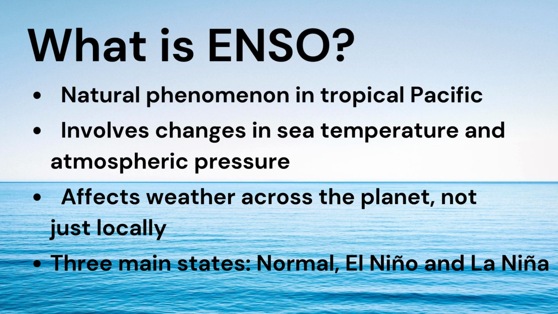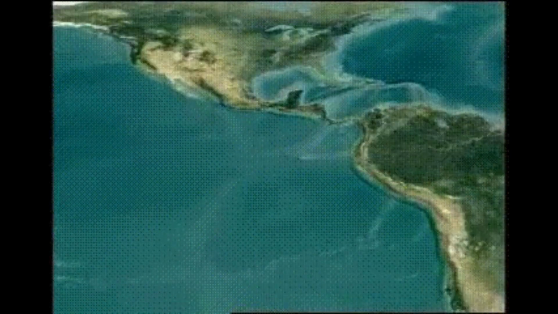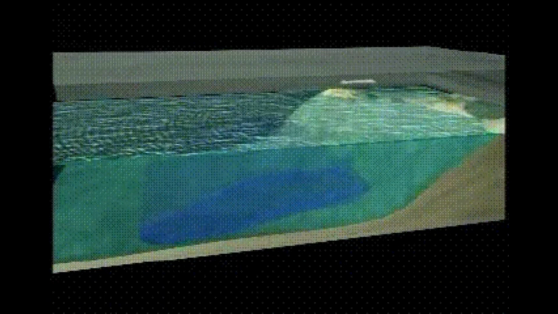Let's break these down. Under normal conditions, the trade winds, which are just winds blowing from east to west, push warm surface water from the eastern Pacific towards the western Pacific, near Indonesia. This pushes the sea surface height, or SSH, up by around half a meter in Indonesia compared to Ecuador, for instance. Meanwhile, as the warm surface water moves west, the cold, nutrient-rich water from below is pulled up along the coasts of South America. This process is called upwelling, and it brings cold water full of nutrients to the surface.